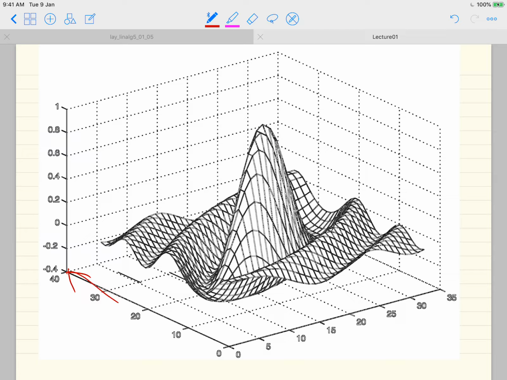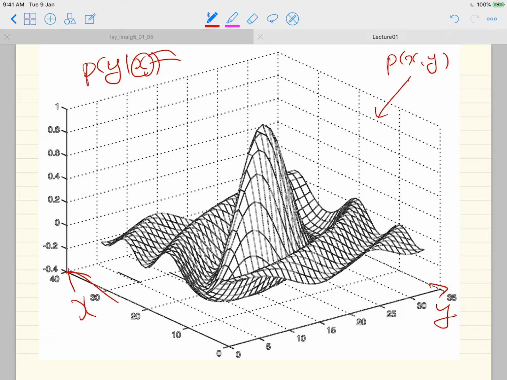Okay, so suppose this is an x and this is y, and suppose this is our overall joint density, and then let's consider this conditional density. This conditional density assumes that x is given as a particular value. And so suppose this is 10, for example.